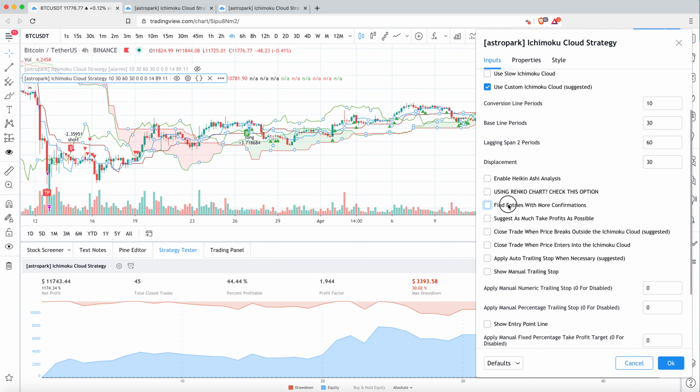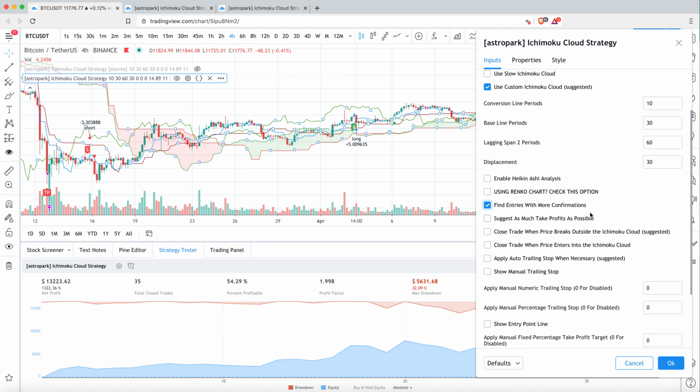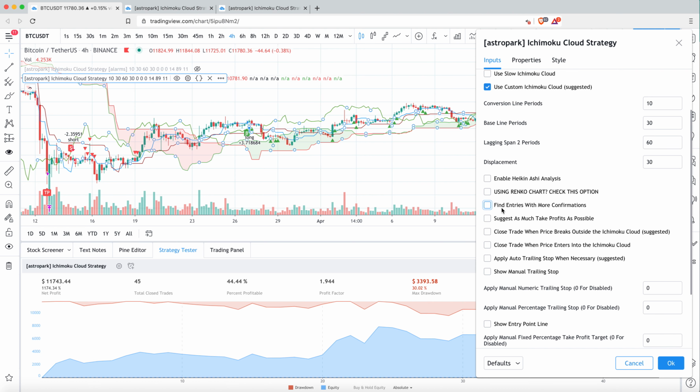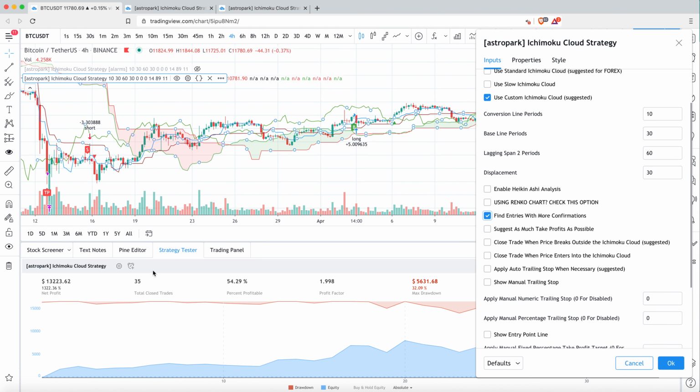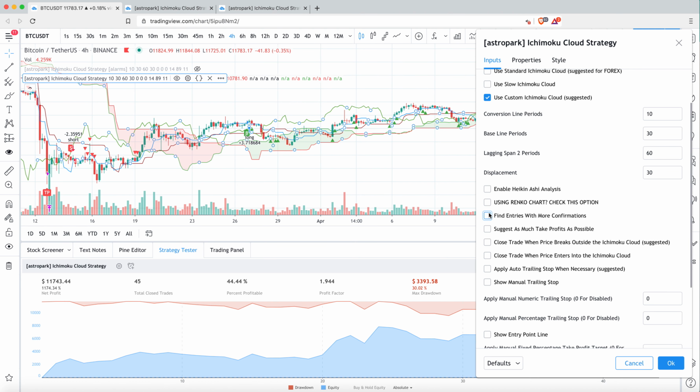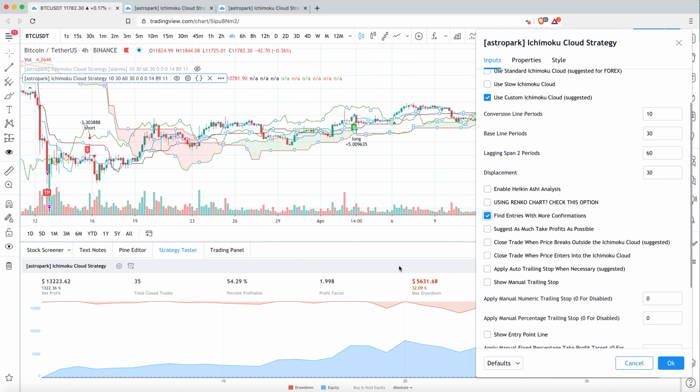Then there are some tunings. Sometimes they don't work so well. If you see, it basically trades less. For example, instead of 45 trades, with this you have fewer trades. Okay, and I suggest as much take profit as possible.